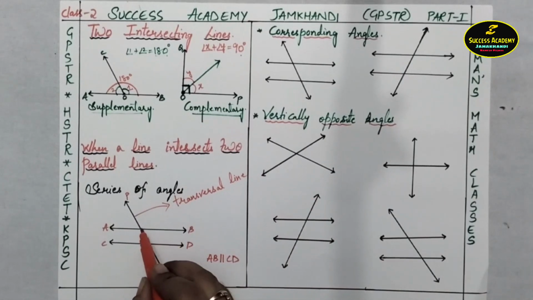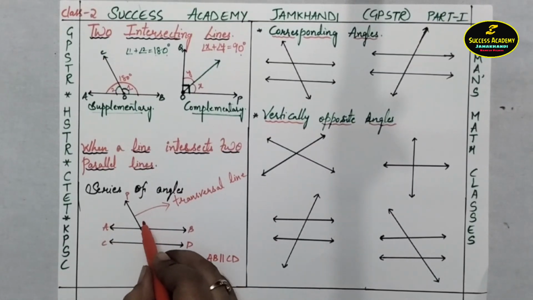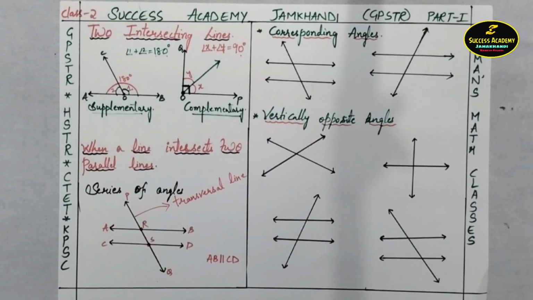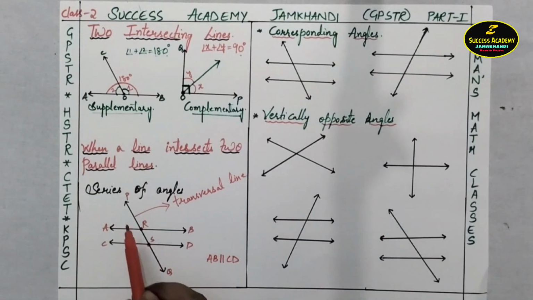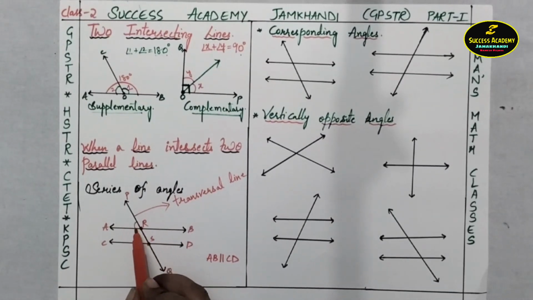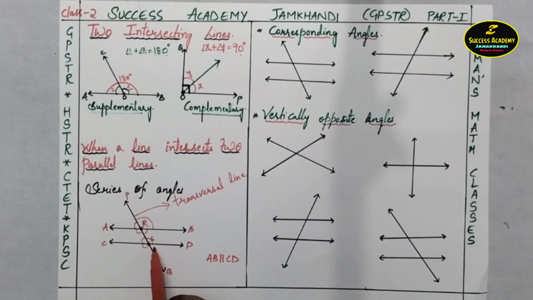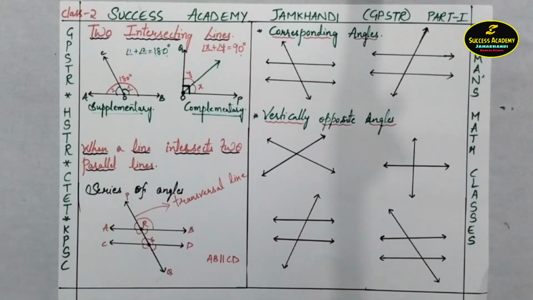This transversal line PQ is intersecting the lines AB and CD at these two points, which we can name R and S. As we have just discussed, whenever two lines meet, they form different angles. Here also, the line PQ intersects at points R and S, so different types of angles are formed. We can see there are 8 angles formed when one line intersects two parallel lines.